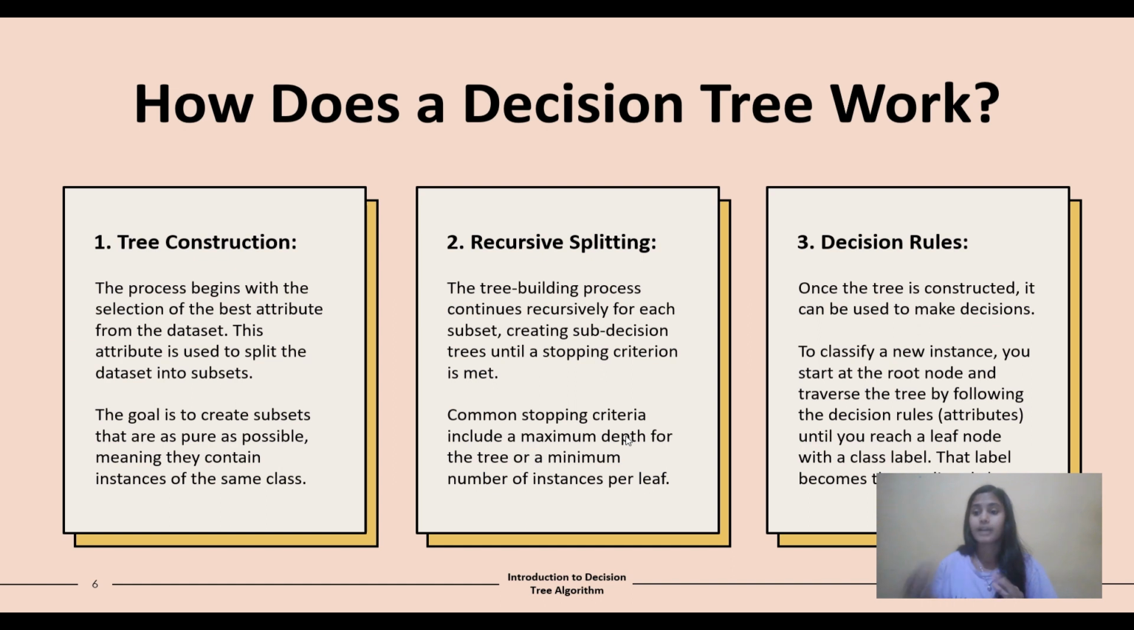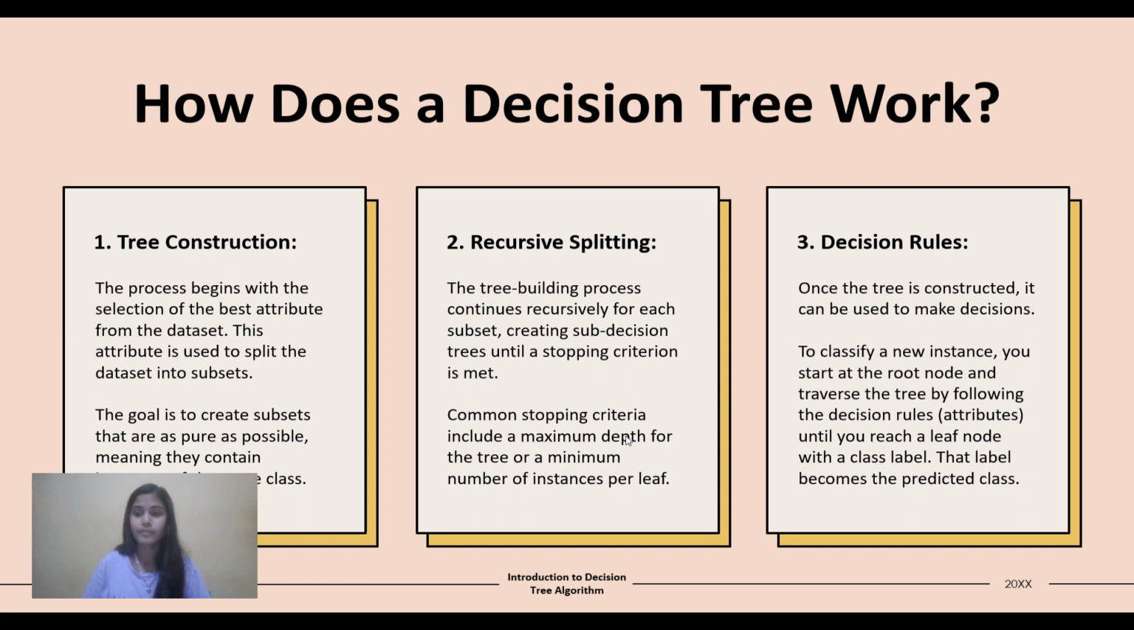Once the tree is constructed, it can be used to make decisions. To classify a new instance, you start at the root node and traverse the tree by following decision rules or attributes until you reach the leaf node with a class label or a regression value. So that label becomes the predicted class. That is the last part. Whatever we got on the leaf node, that is our result.